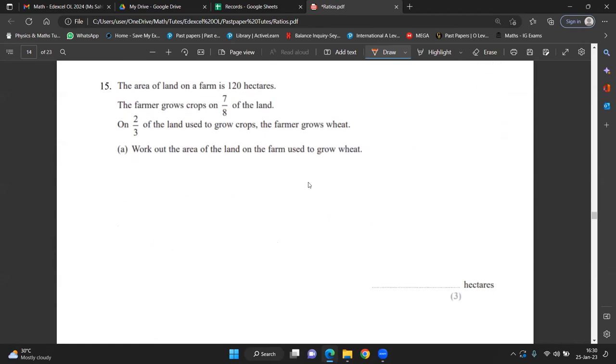Question number 15. The area of land on a farm is 120 hectares. The farmer grows crops on 7/8 of the land. On 2/3 of the land used to grow crops, the farmer grows wheat. Work out the area of the land that they used to grow the wheat. How much land do we have in total? In that, how much do we use for crops? In that, how much are we using for the wheat? That's all. Use your cal and get me the answer. That was easy.